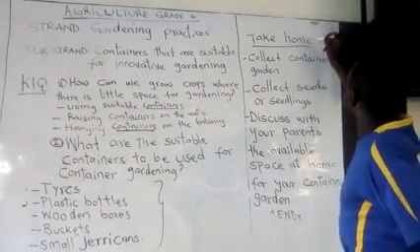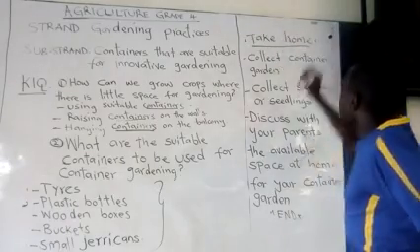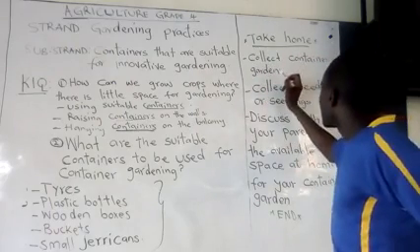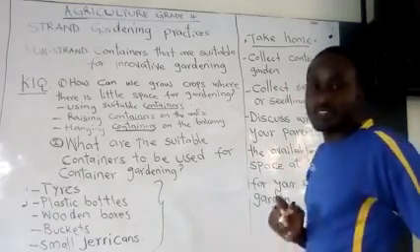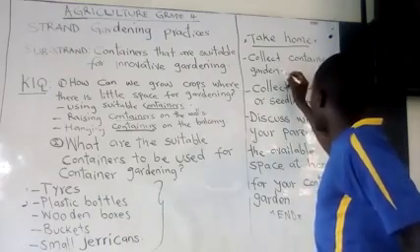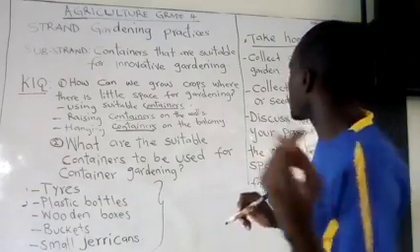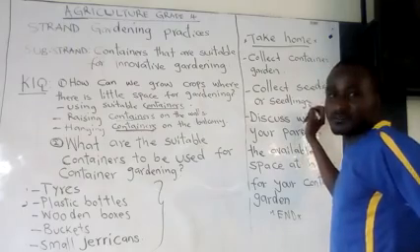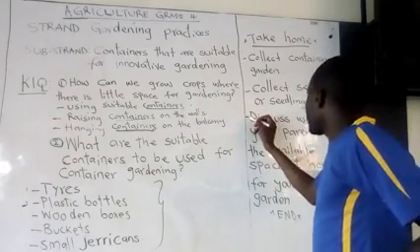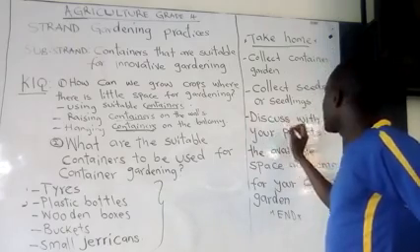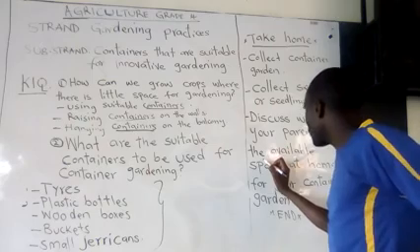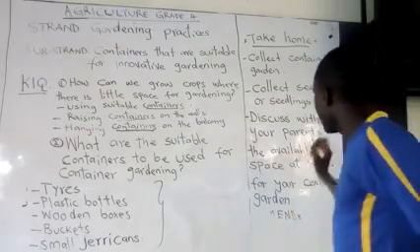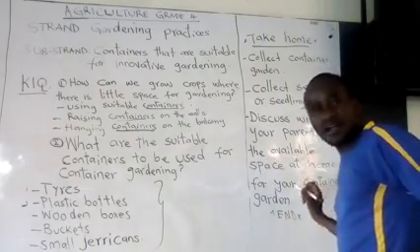Then here we have take home. 1. Collect containers for gardening practices. You need 1 or 2. Collect seeds or seedlings. Lastly, discuss with your parents the available space at home for your container garden.